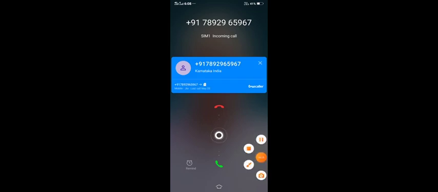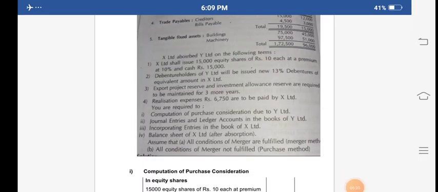It will have an effect while preparing the notes, and while preparing the balance sheet also. So see note number 3: the export project reserve and investment allowance reserve are required to be maintained for 3 more years. So it will also affect the calculation of the profit and loss account balance to be shown in the balance sheet.